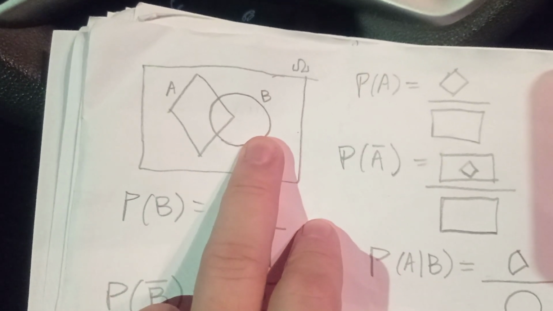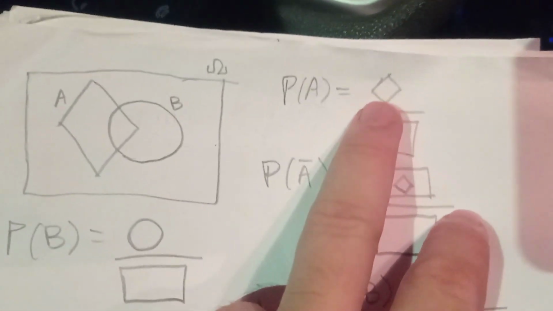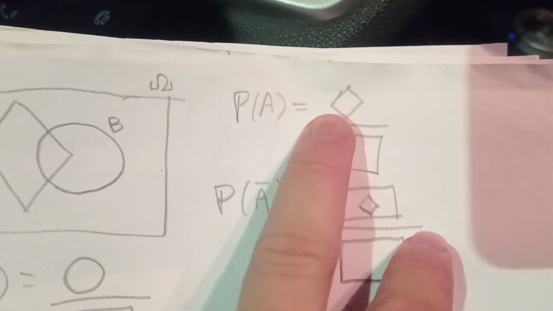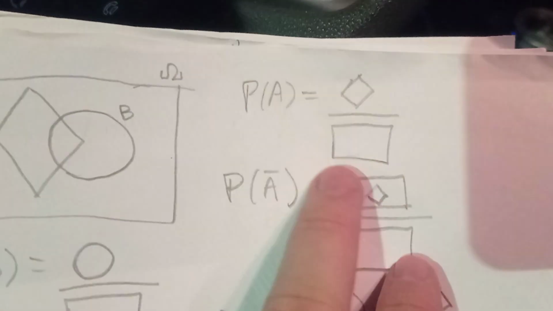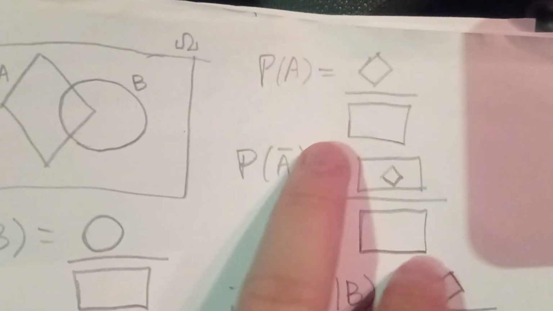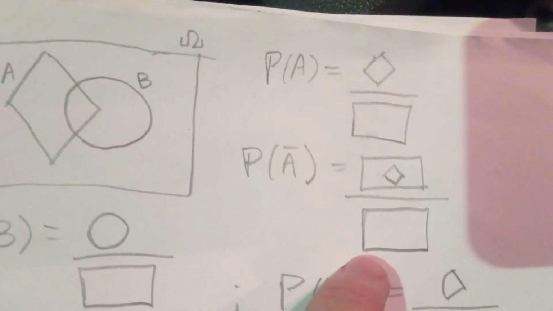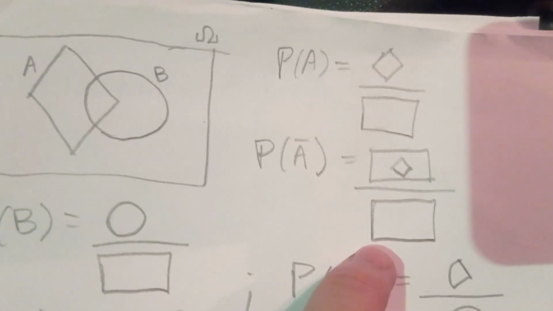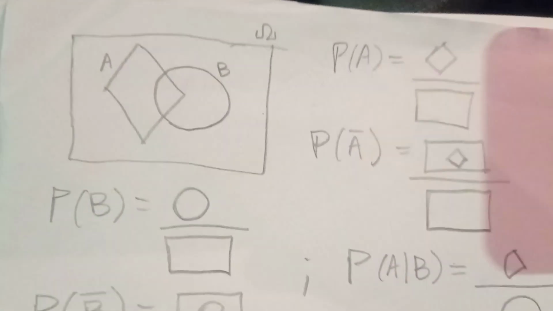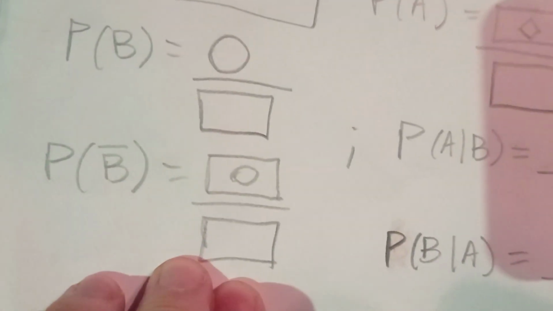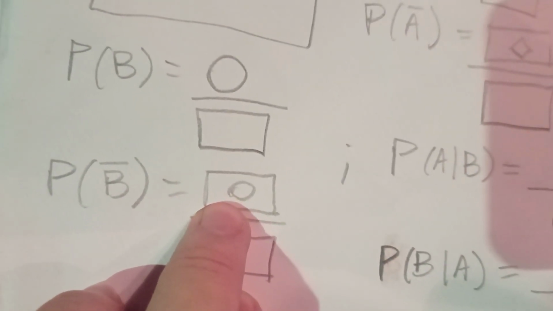So the probability of an event A is the amount of stuff inside the rhombus divided by the universe of possibilities. The probability of not being A is being outside of the rhombus divided by all probabilities that are possible in this universe, in this omega. The probability of B is the amount of things inside the circle divided by the universe of probabilities. The probability of not being B is being outside of the circle but inside of the rectangle.